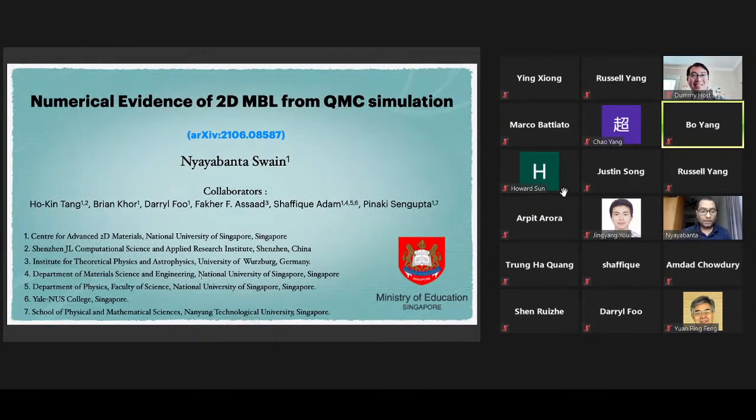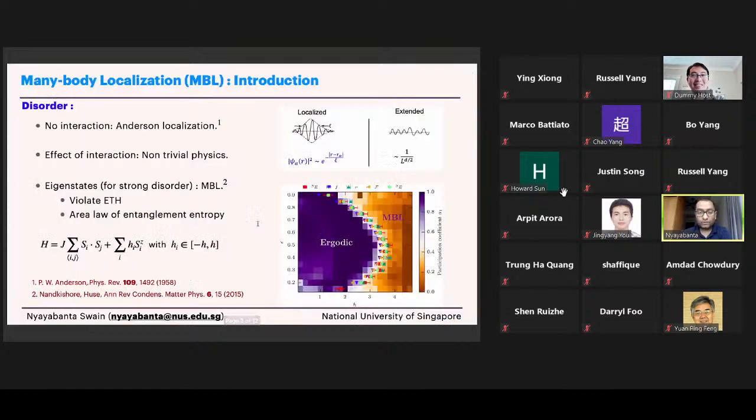Hi everyone. Today I'll be presenting our recent work showing the evidence of many-body localization in 2D from quantum Monte Carlo. If you are more interested, you can take a look at this preprint. I'm Navant, and this work has been done with my collaborators from NTU, and also people from Germany. So let's dive directly into many-body localization.